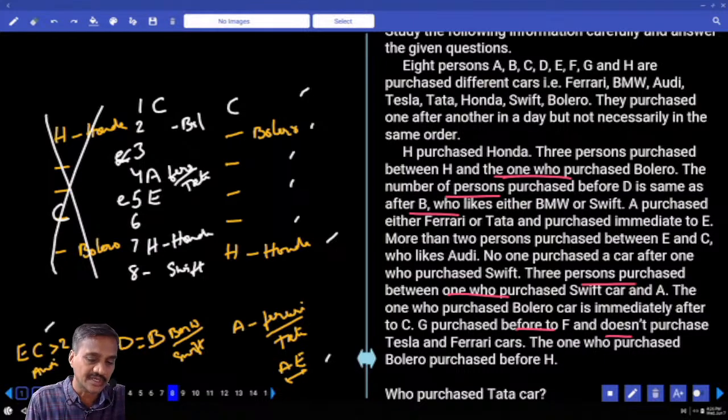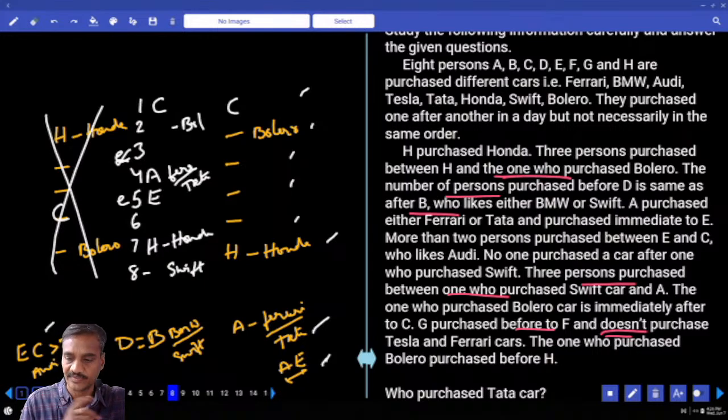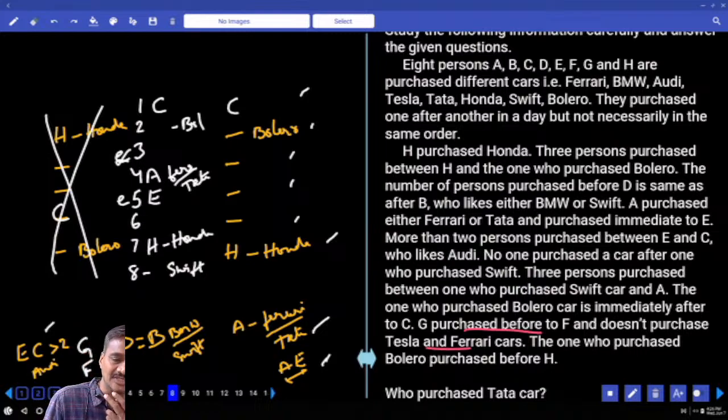Now D is either BMW or Swift. Then next, A is Ferrari, A and E are adjacent, and the one who purchased Bolero is immediately after C. G purchased before F and does not purchase Tesla or Ferrari. G is not Tesla as well as Ferrari. Next, the one who purchased Bolero purchased before H. Then what is the other information we have here? G and F were here. What are the different possibilities?